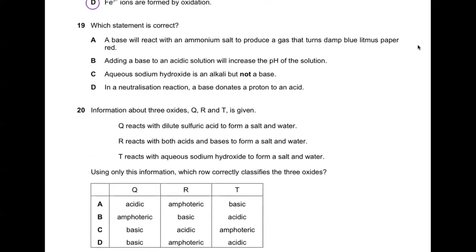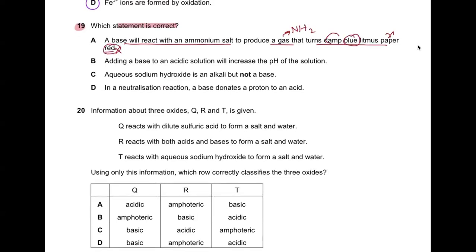Okay. A base will react with the ammonium salt to produce a gas that turns damp blue litmus paper red. No, they produce a gas ammonia, and ammonia turns red litmus paper blue, not blue litmus paper red. A is wrong. Adding a base to an acidic solution increases the pH of the solution. Yes, it is. An aqueous sodium hydroxide is an alkali, but not a base. Completely wrong. If it's an alkali, then it's a base as well.